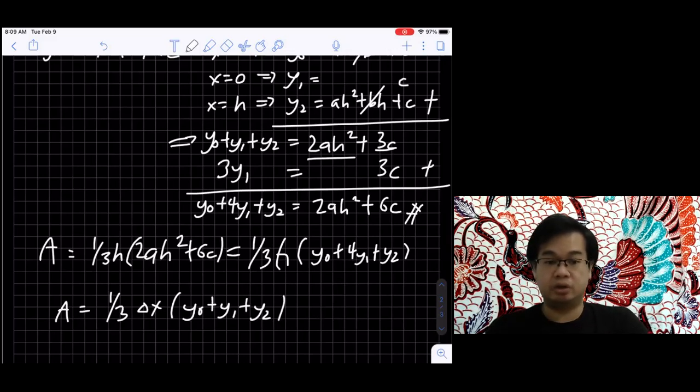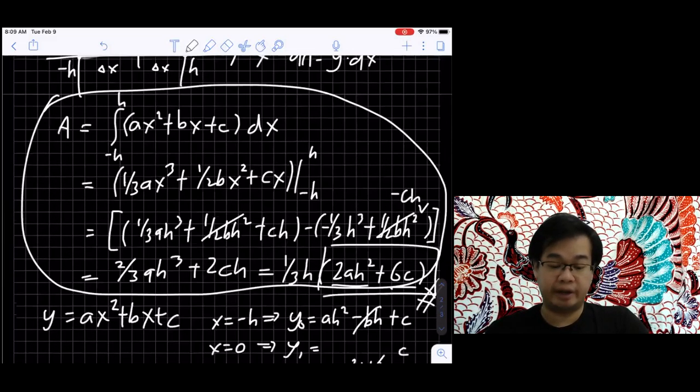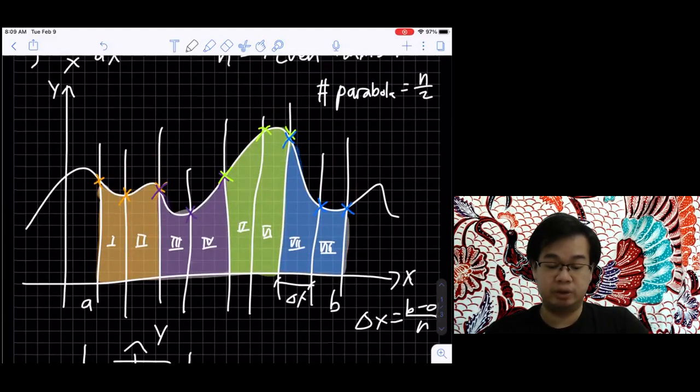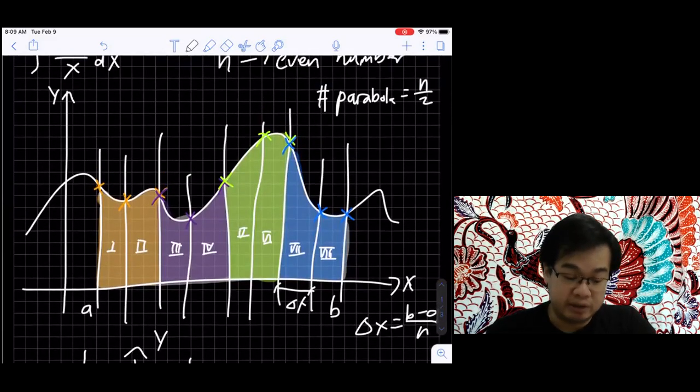Okay, so this is the area below the graph of a parabola for one parabola only, 2 increments. Now, what if there are 8 of them? There are 8 increments, which are 4 parabolas. Then basically we just need to add them all together.